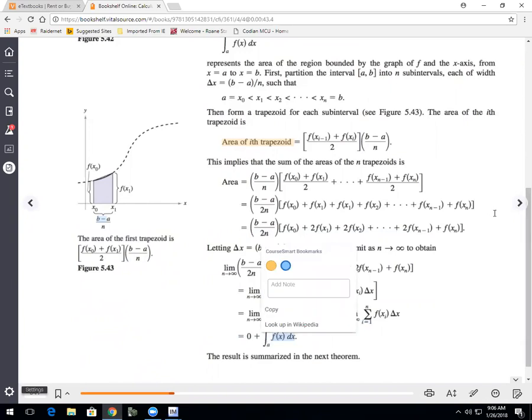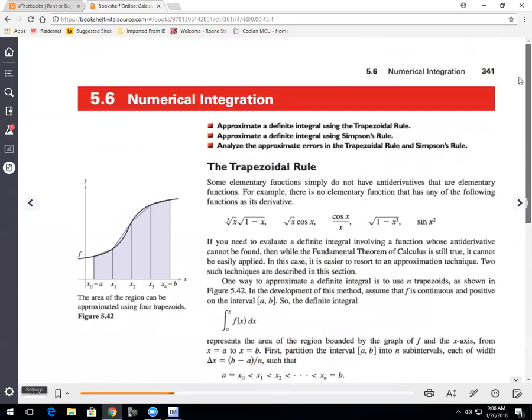So we're using 2 rules today to find pretty good approximations of area under a curve for functions for which we cannot find the antiderivative.